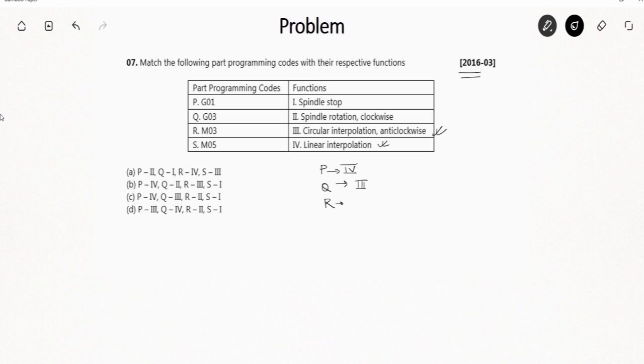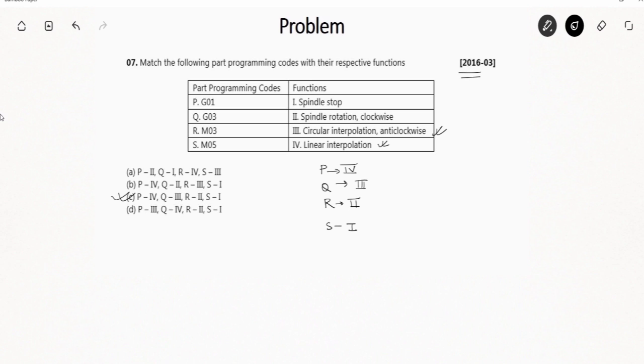So now M03. So what is M03? If you look at the options, there are only two remaining: spindle stop and spindle rotation. Basically M03 is for spindle rotation, R is 2 and S is 1. M05 is for spindle stop. So if you look at the options, P4, Q3, R2, S1, option C is the right answer. So you are getting option C as the right answer.